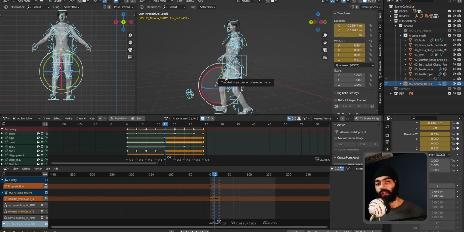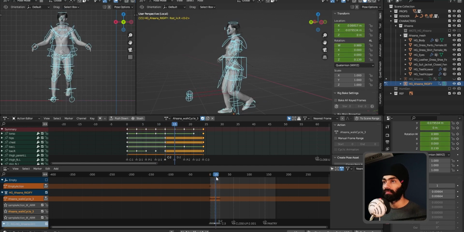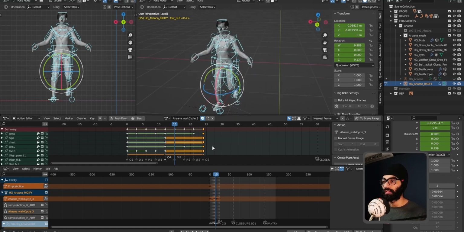Switching from FK to IK and vice versa is not a problem. The problem is that when you have different actions, where one of the actions has your arms, or one of the limbs, in IK and the other action has it in FK, when we blend it in the NLA, it apparently just ignores the first one and the second one becomes the default.